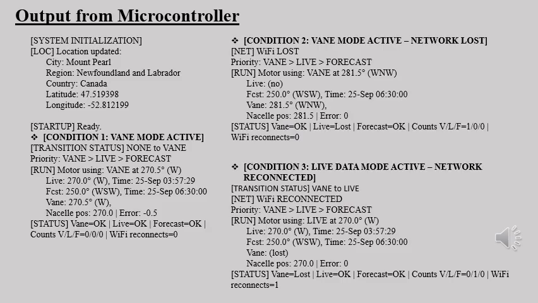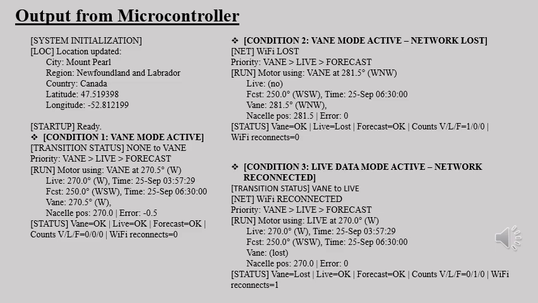This slide and the next slide discuss the output from the microcontroller. In condition 1, vane mode is active. The wind vane is working normally, so the system stays in vane mode. Since vane data has the highest priority, the motor aligns the nacelle based on the vane direction, around 270.5 degrees west. All data sources, vane, live, and forecast, are available, and the system reports no transition or reconnection. This represents normal operation with the vane providing the most accurate real-time direction.